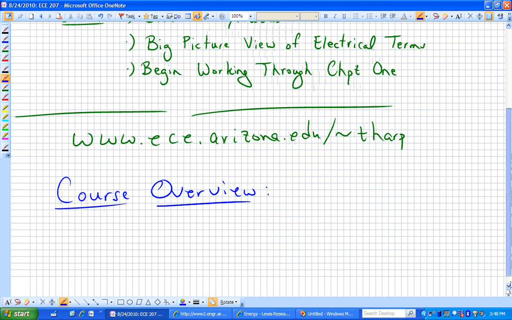Course overview. What do we really want to achieve? Or what are the objectives, overall objectives?